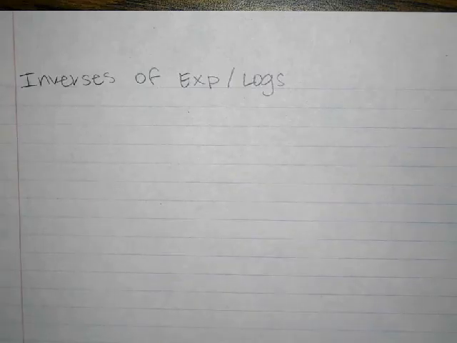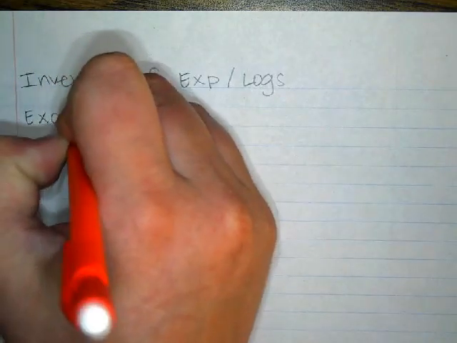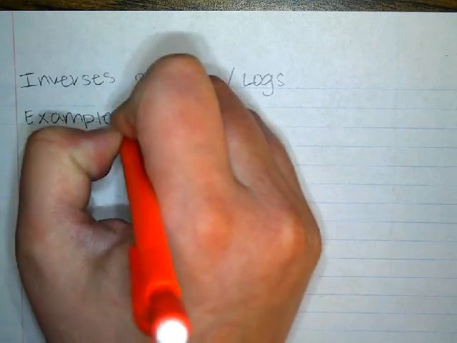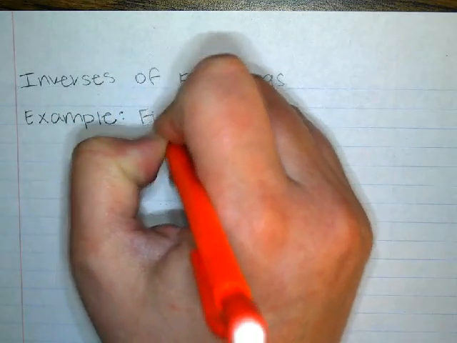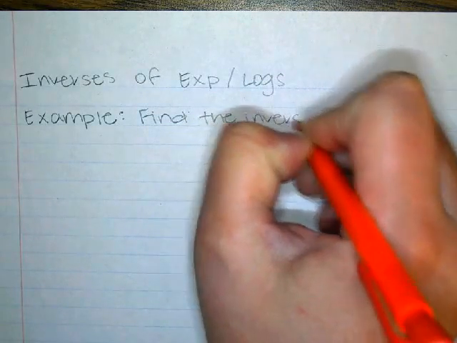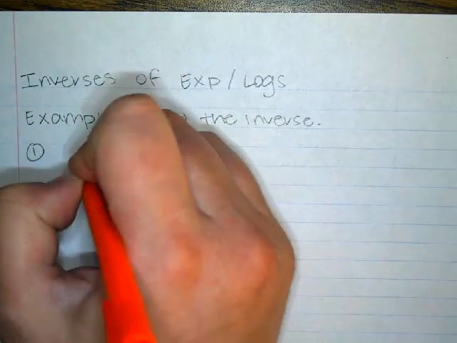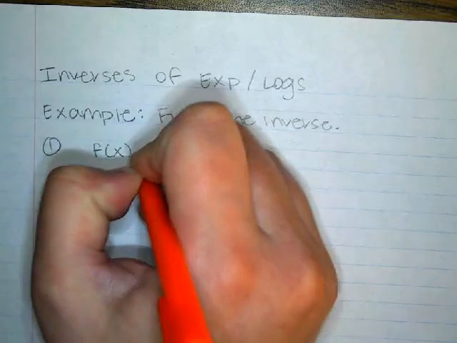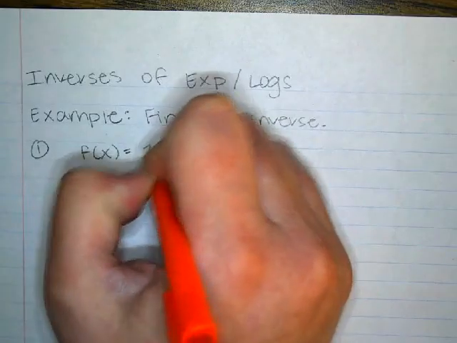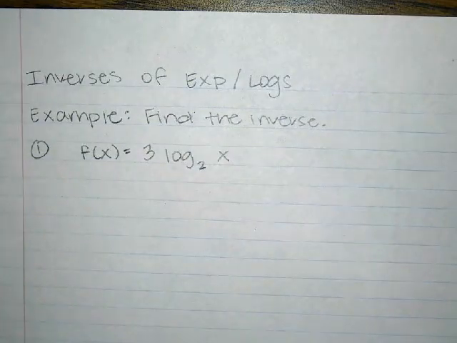And we'll see how much of this you guys remember from Math 3, because you should have learned about inverses in Math 3, but I'm not sure how much you remember. So in the instructions, they would tell you to find the inverse. And I'm just going to give you a function. So f of x is 3 log base 2 of x.